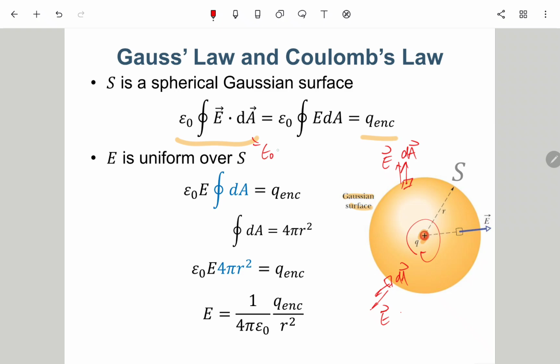this is like epsilon naught. Maybe I change it back to the blue color.